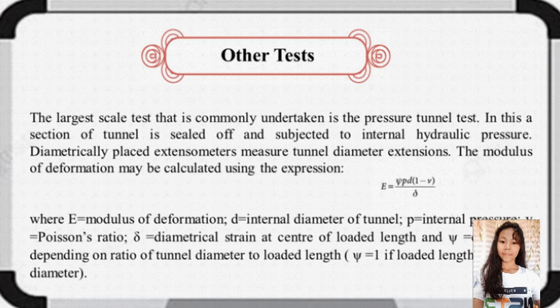The modulus of deformation may be calculated with the expression, where E is the modulus of deformation, D is the internal diameter of the tunnel, P is the internal pressure, V is the Poisson's ratio, ε is the diametrical strain at center of loaded length, and k is the coefficient depending on the ratio of tunnel diameter to loaded length. It is equal to 1 if the loaded length is greater than 2 times the tunnel diameter.